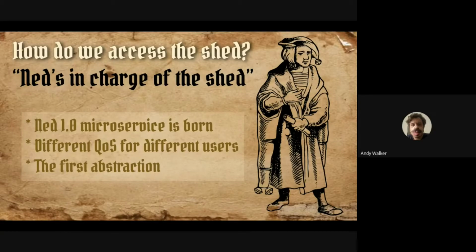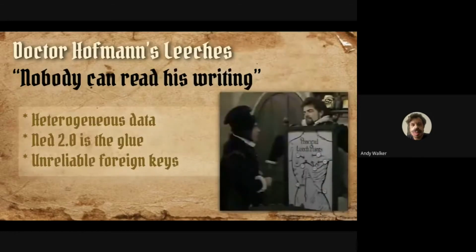And time progresses, and Ned's doing a good job looking after the shed. Then we have the problem that you have a lot of data there. And now you have a choice of, do you have one all singing, all dancing, single universal data store for everything? Or do you have localized data stores? In this case, Dr. Hoffman has his medical records, but nobody can read his handwriting, and therefore nobody wants him putting information into the shed because only he is able to read it.